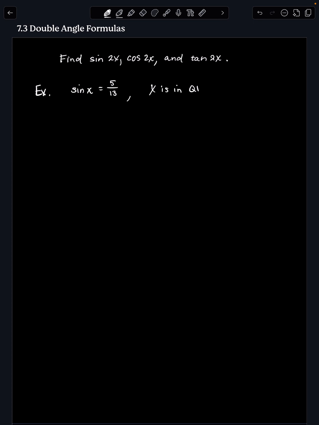So for example, for the sine of 2x, for the double angle for sine, I know that that equals 2 times the sine of x times the cosine of x. So I need to know what the sine of x is, and I need to know what the cosine of x is in order to evaluate this. Well, they've given me what the sine of x is. To find the cosine of x, just go to your handy dandy right triangle.